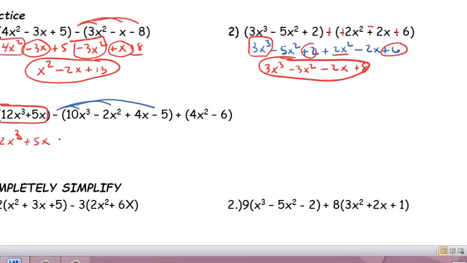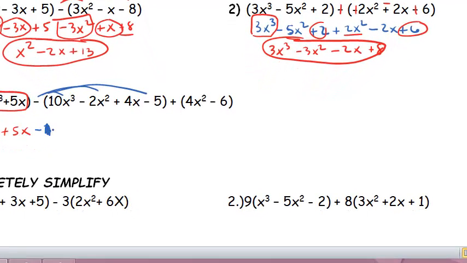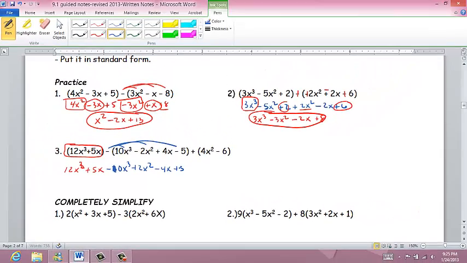So this positive 10x to the third will become negative 10x to the third. Negative 2x squared will become, a negative makes a positive, 2x squared. Negative times a positive is a negative 4x. Negative times a negative is a positive 5. And then when I look at this set of parentheses, do I have to distribute anything? Well, technically I could, but it would not change anything because distributing a positive basically doesn't change anything. So I can just rewrite the terms as is.